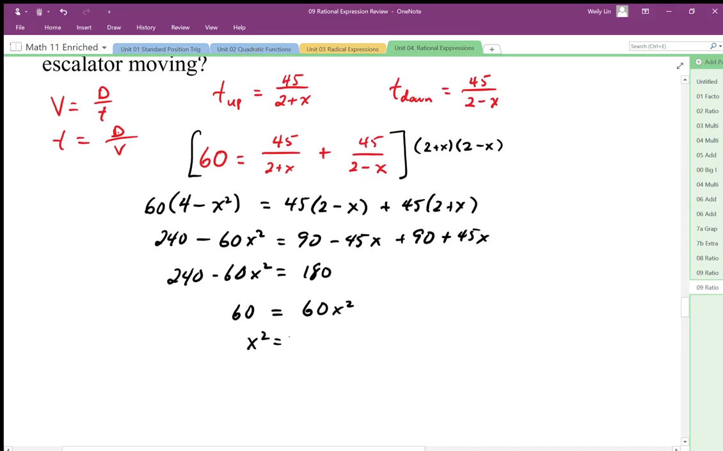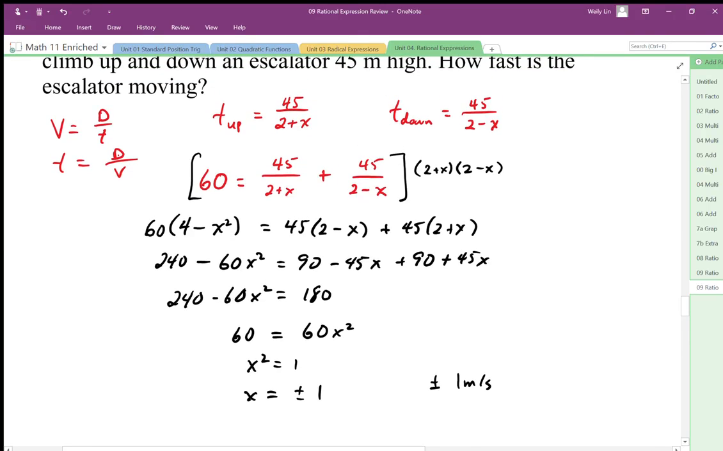x squared equals 1, x equals plus or minus 1. We should make the assumption that the escalator is going up, although maybe the escalator is going down at negative 1 meters per second, so maybe we'll just keep that solution as plus or minus 1 meters per second. Okay, so we can say that the speed of the escalator is actually going down, helping her go down instead of helping her go up.